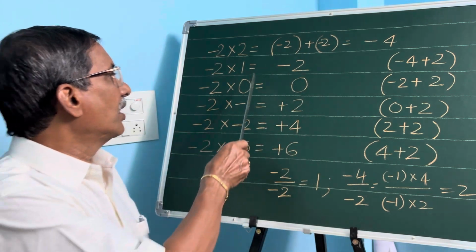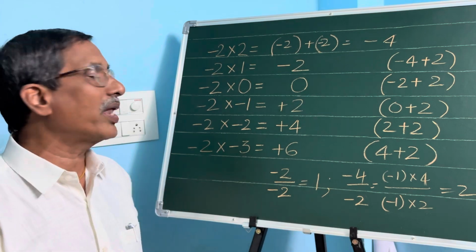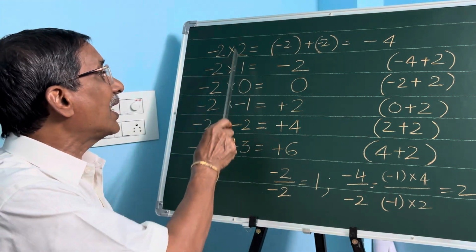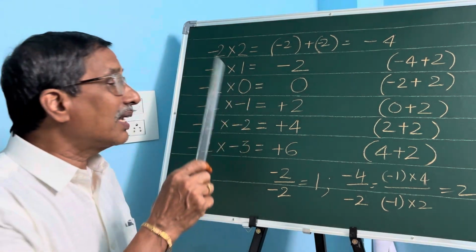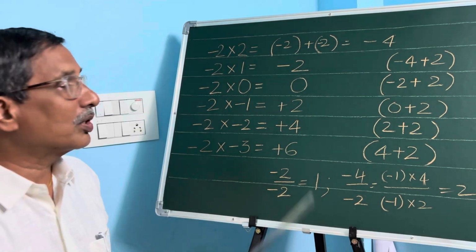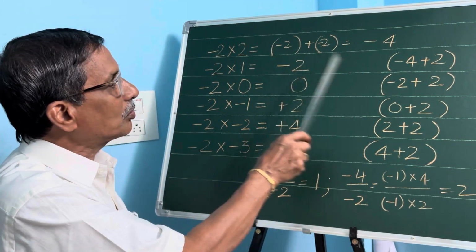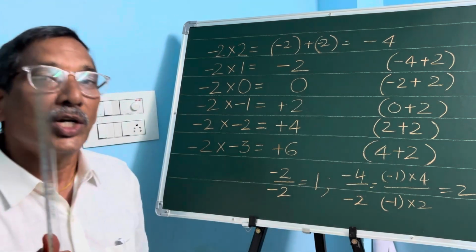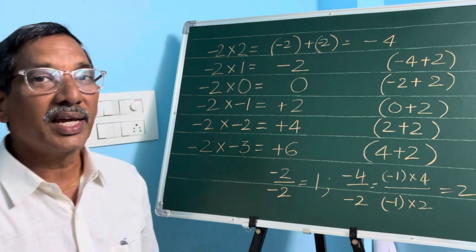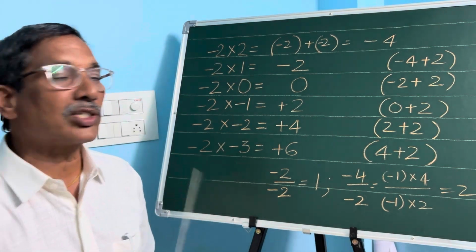See the next one. The multiplier again is decreased by 1. 1 minus 1 is 0. See the product, 0. The product is increased by 2. We know that minus 2 plus 2, when we add 2 to minus 2, we get 0. The product is again increased by 2 when the multiplier is decreased by 1.